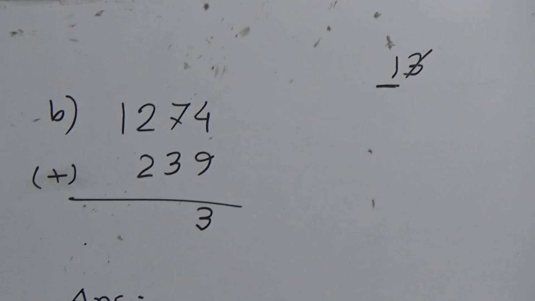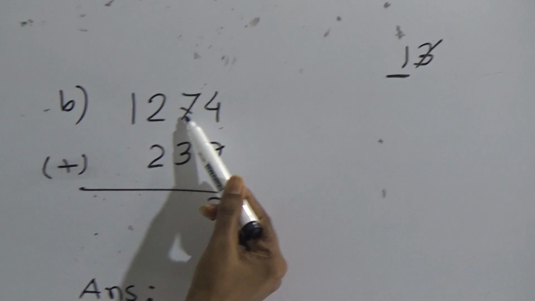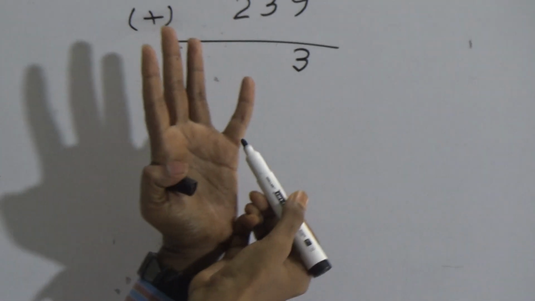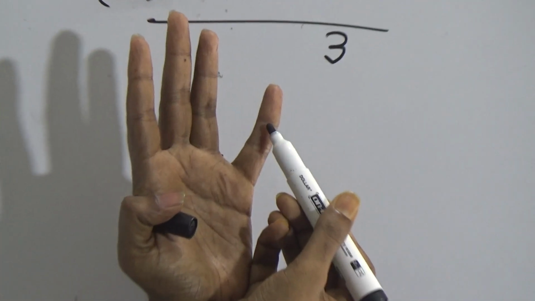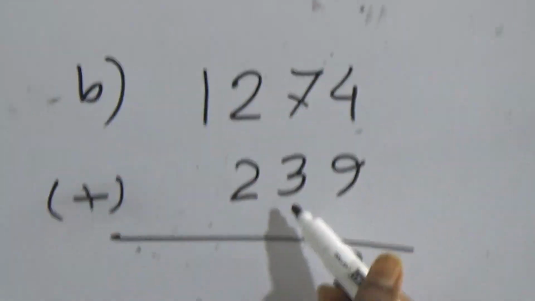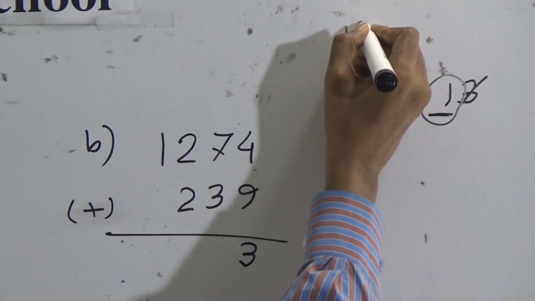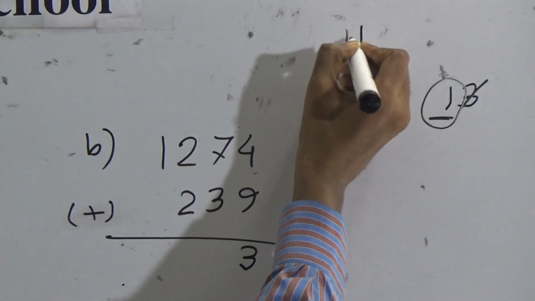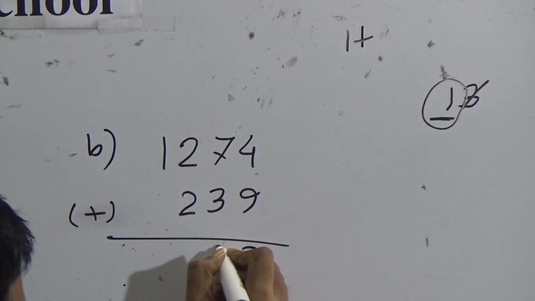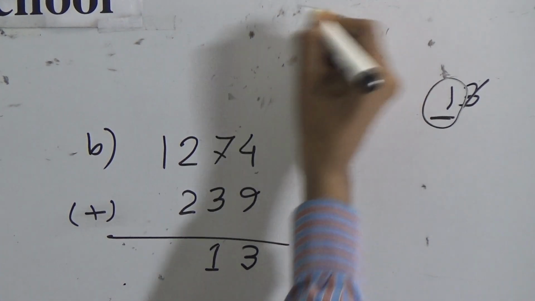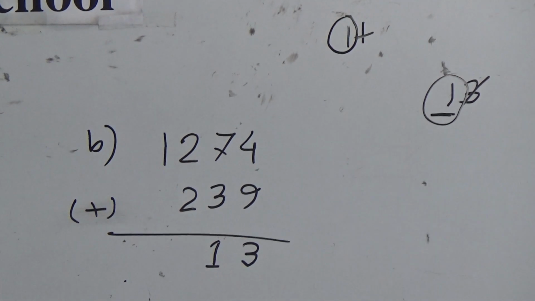Now count 7 plus 3: 7, 8, 9, 10. That means 7 plus 3 equals 10. And you have 1 in your hand. That means 10 plus 1 is 11. So you put this 1 here and you have 1 in your hand.